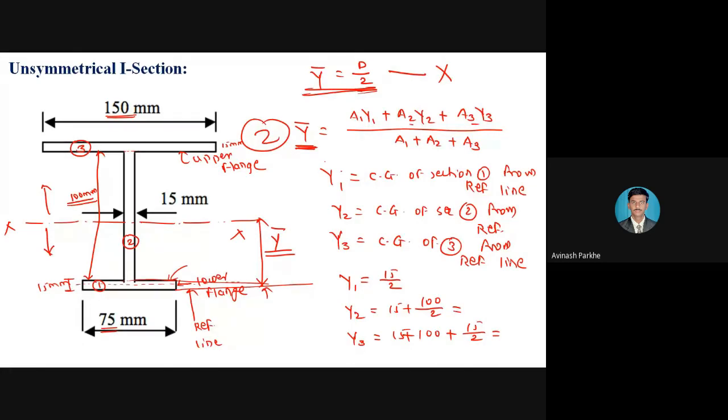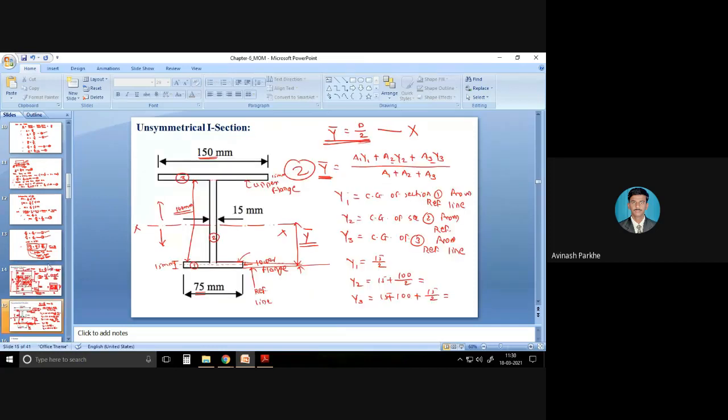So at that time, what do we have to do? We have to calculate I for section number 1, I for section number 2, and I for section number 3, and at the end we have to make the addition. How is it to be calculated? Let us see.